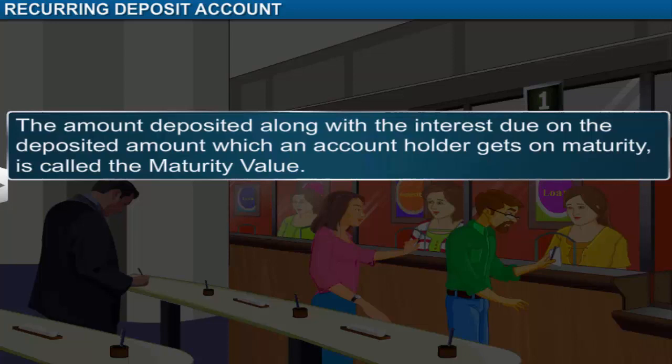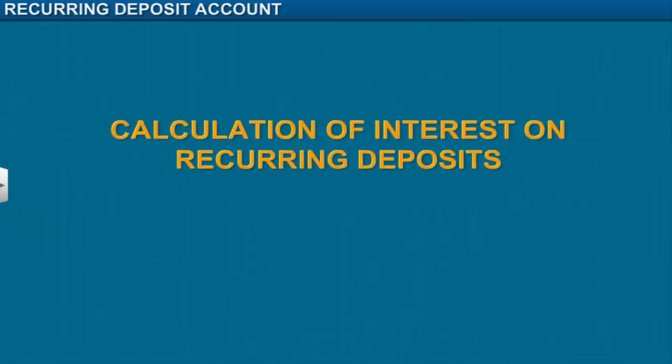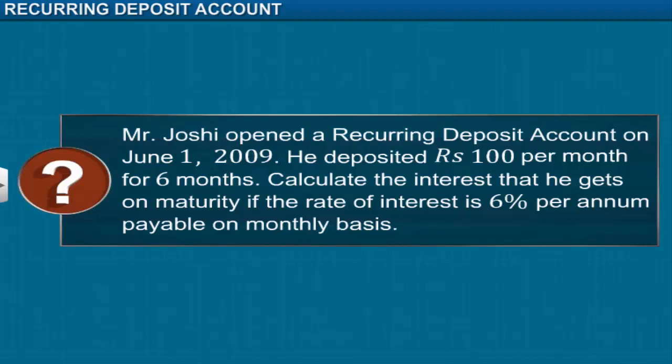This scheme encourages a person to save money every month. The account holder can plan a big investment for the time when he gets the maturity value. Let us consider an example to understand how the interest on a recurring deposit account is calculated. Suppose Mr. Joshi opened a recurring deposit account on the 1st of June 2009. He deposited 100 rupees per month for 6 months. Let us calculate the interest that he gets on maturity if the rate of interest is 6% per annum payable on monthly basis.